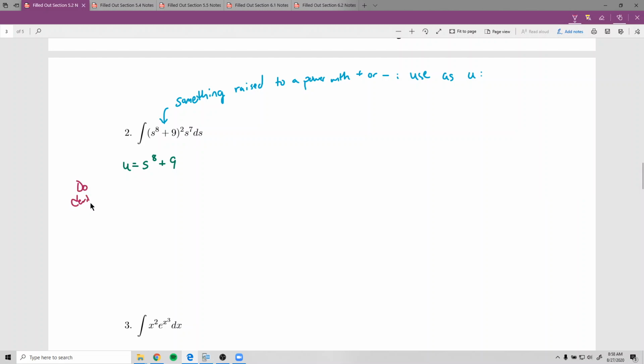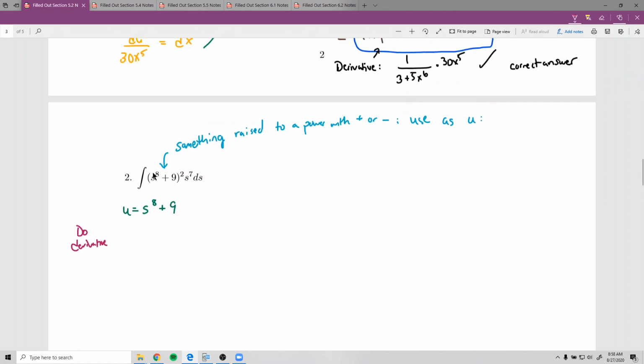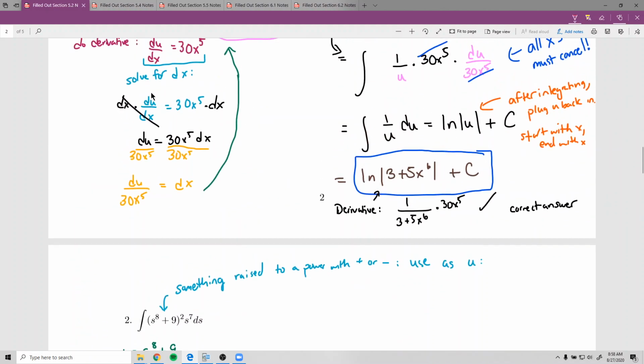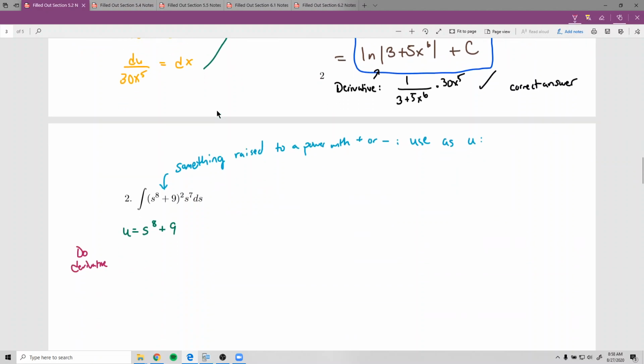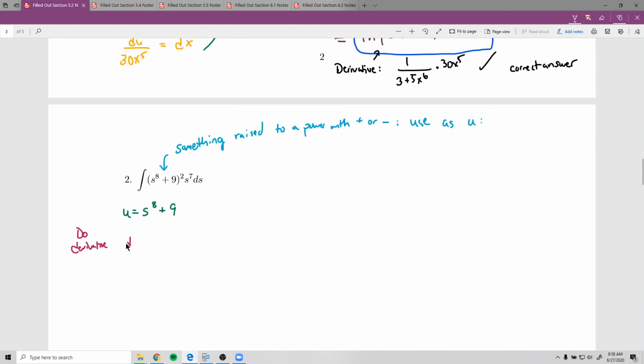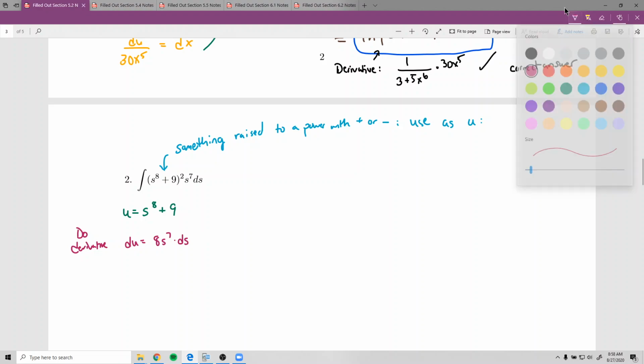Now, one thing I'll mention here: if you write it as du over dx or whatever, the first step is always going to be multiplying to get rid of that fraction. So you can take a little shortcut and just write du, do the derivative of u. The derivative of s to the 8th plus 9 is 8s to the 7th, and then ds. Right, so instead of writing du over ds equals this, we can just start right here because we're going to solve for ds anyway.